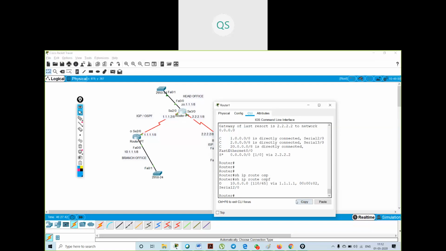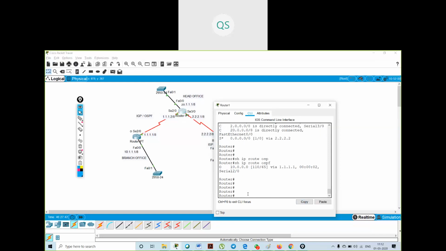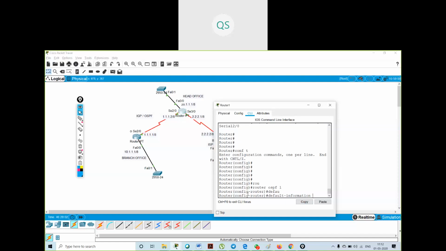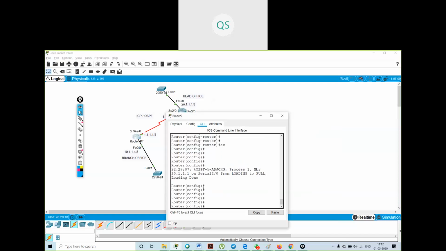Now the command I have to give on the head office is the same command I gave earlier. I will go inside router OSPF 1 and say default-information originate. This command you can give. Once you give this command, go on the other router and say show IP route OSPF.